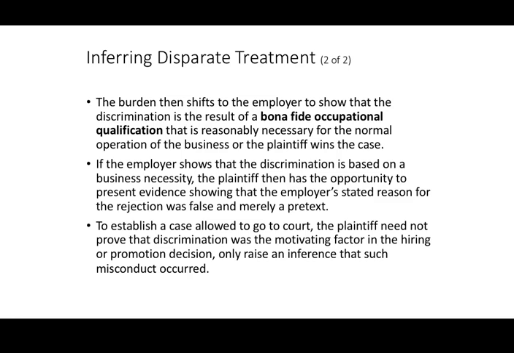In order to establish a case to go to court, the plaintiff need not prove that discrimination was a motivating factor, only raise the inference that the misconduct occurred. So making the prima facie case, making the inference that discrimination likely occurred here, in which case then, unless you have solid evidence that you have a bona fide occupational qualification, or it was reasonably necessary to do the job, or it was a business necessity, in the end, you're better off just settling out of court and making it go away, because your chances of winning in the courts would be pretty slim.